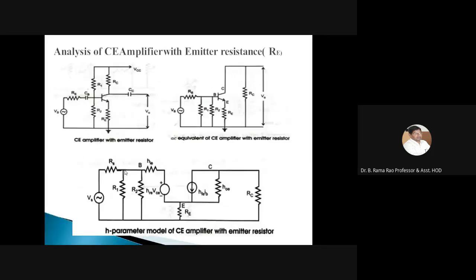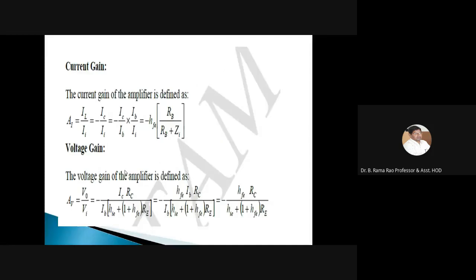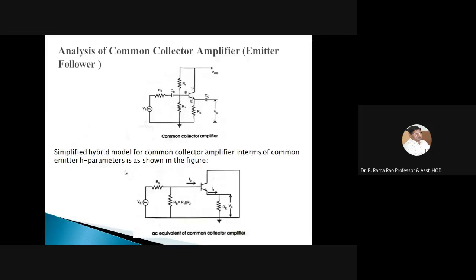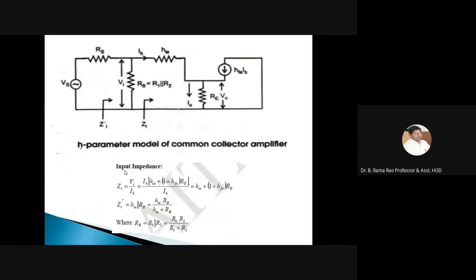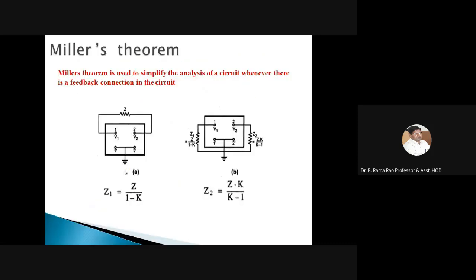So there are two topics left. One is Miller's theorem, and the other is the FET analysis: FET as a voltage variable resistor, and FET analysis. Only the common source configuration.